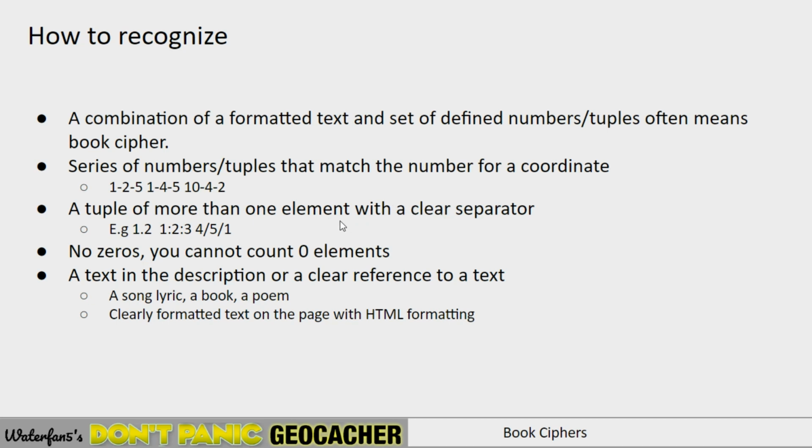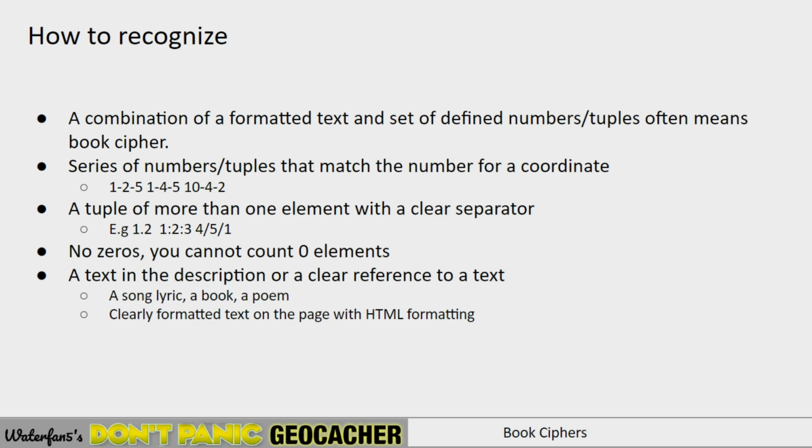One key thing to notice is that since you're counting, you're often not counting with zeros. So in most cases you don't see a 0 in the numbers, and that's a clear sign that you're looking at counting something. So if you don't see any zeros in the numbers, other than, for example, 10 or 20 or 30, it kind of means that you're dealing with a book cipher. Also, the numbers don't get too high, right?